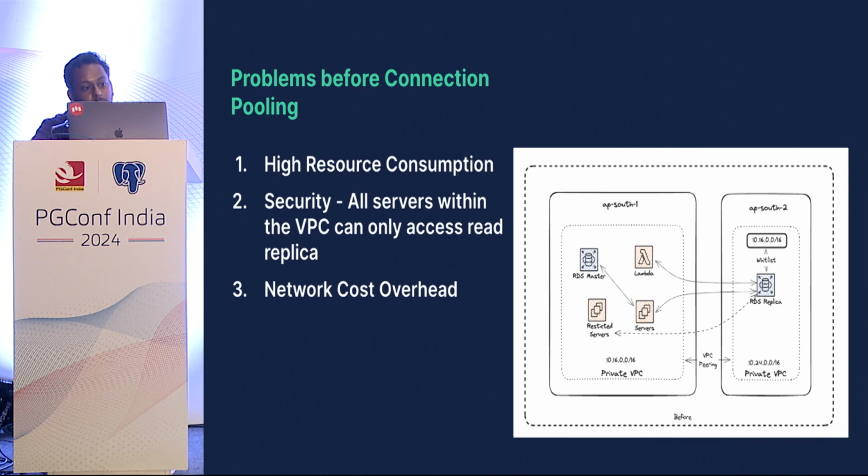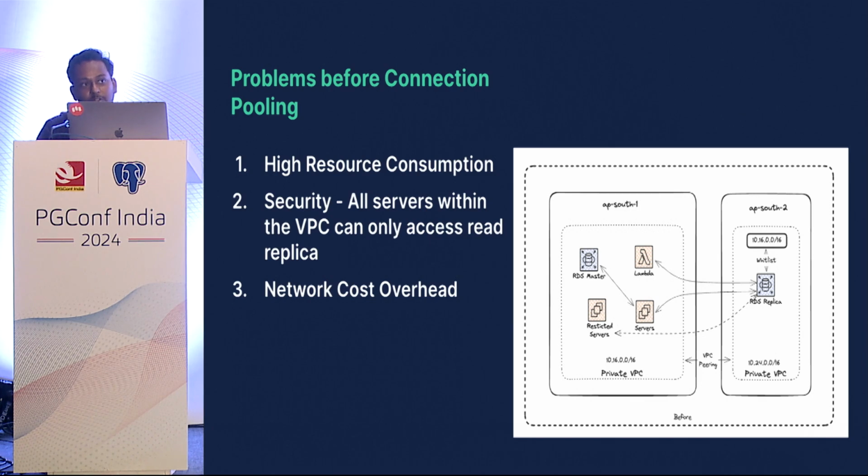The second problem we face is security. This is closely related to our architecture. There could be another architecture as well. So we do have restricted servers that should not have any connection with the read replica or any databases. But as we have VPC peering, we need to whitelist one VPC with the other. So that could lead to connection leakage. So that is also a problem in our architecture. Third one is network cost overhead that we will discuss in our next slides.